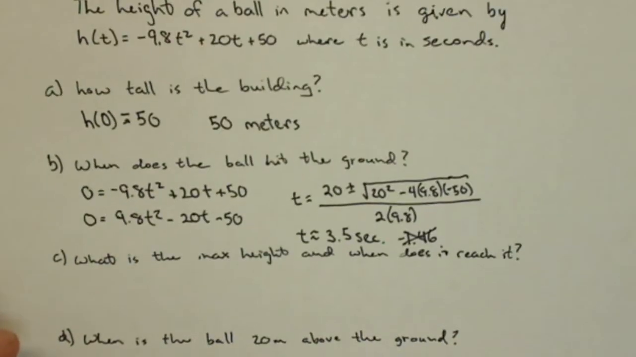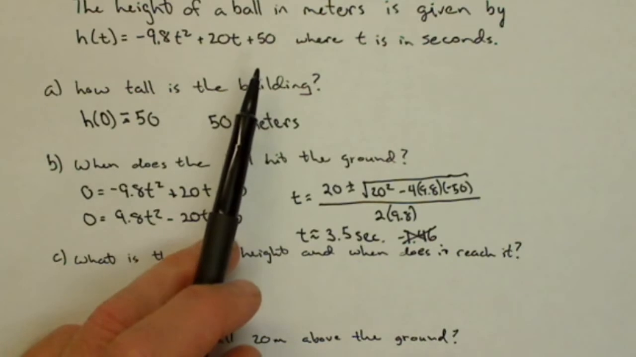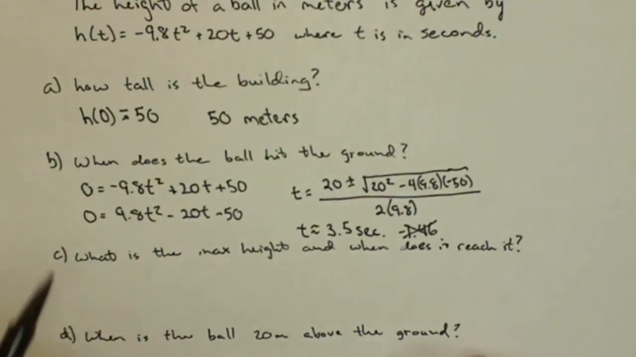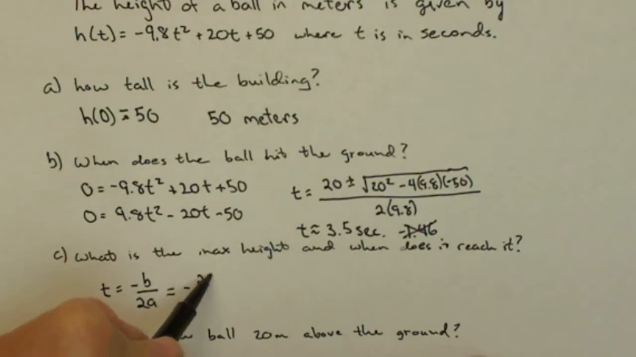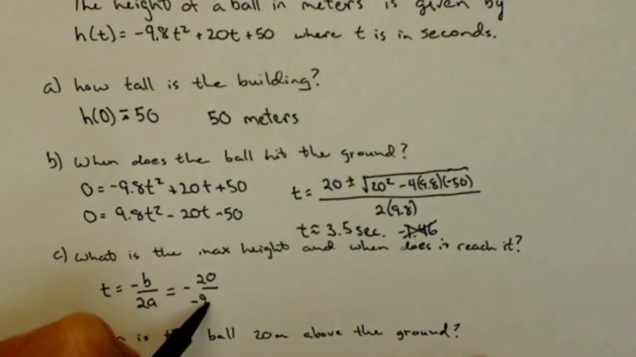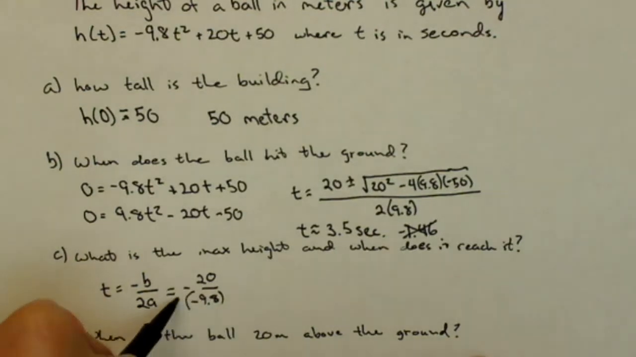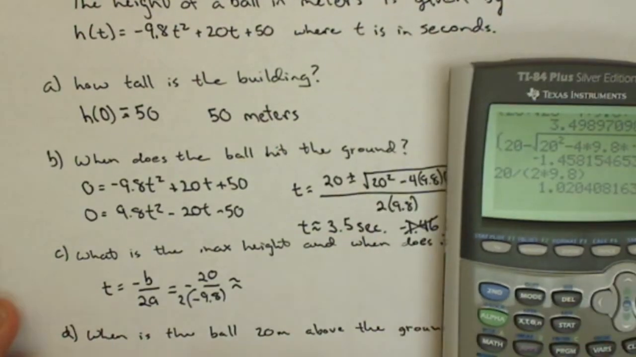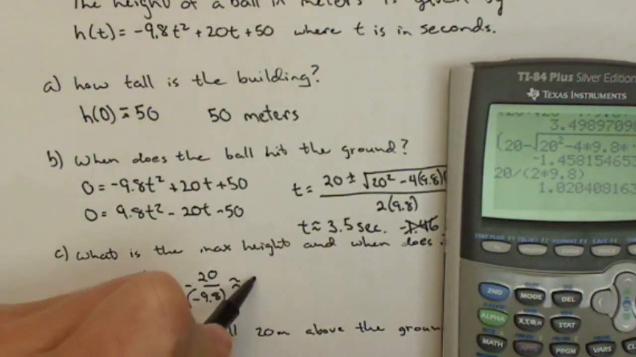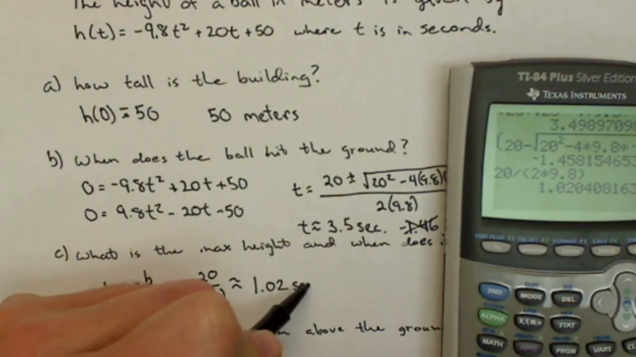Okay, next thing, what is the max height and when does it reach it? Well, our graph is a quadratic, so its maximum height is going to be at its vertex. To calculate the vertex, we can use the formula minus b over 2a. So minus, now b is 20, a is negative 9.8, and that has to get multiplied by 2. So, calculating that, 20 divided by, I'm just going to put them in as positive, that's 9.8. So, the maximum height is going to occur at roughly about 1.02 seconds.